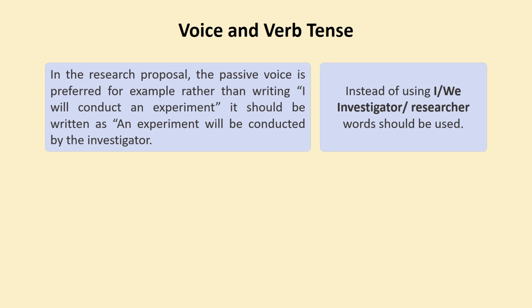You can see here, in a research proposal, generally when a researcher is very new, they used to write "I will do this," or if they have a group of researchers, "we will do this," or certain things we will do. But it is not correct. The research language does not permit us to do like this. It says that instead of writing "I" or "we," the word investigator or researcher should be used.